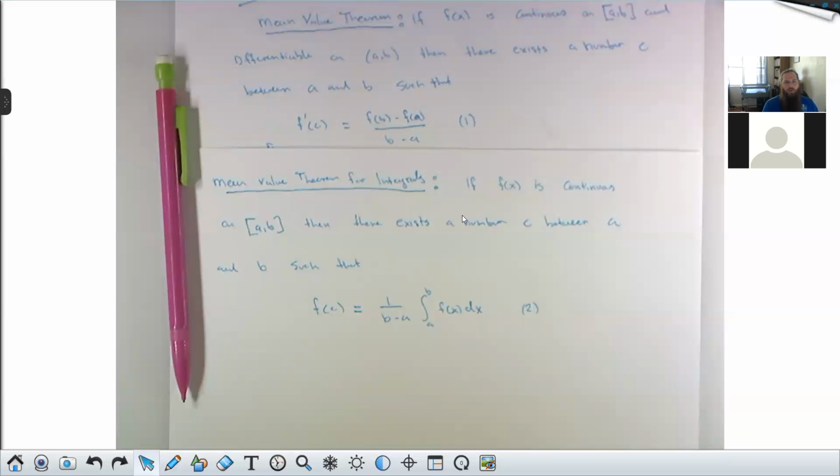So first things first, let's look just at the equations. Remember, over here we have what's called an average rate of change, and this is an instantaneous rate of change. Over here, there is a name for this object. It's called the average value of the function, and this is a particular value of the function.